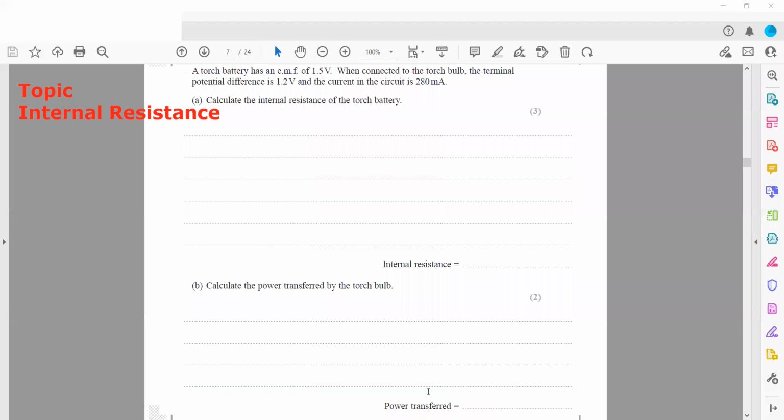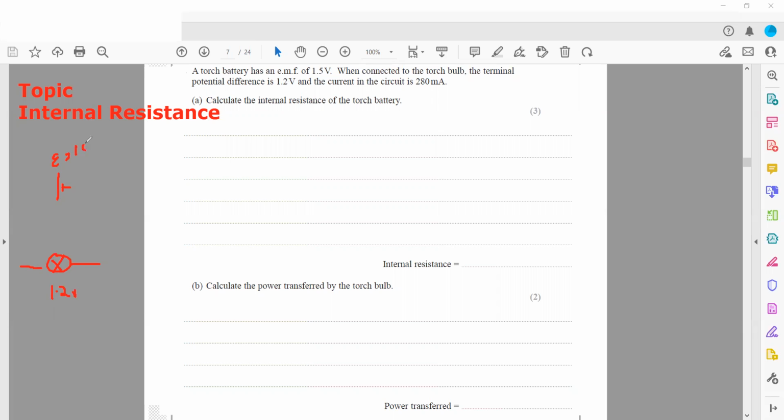This question is related to internal resistance. A torch battery having an EMF, electromotive force, of 1.5. So there's a torch battery which has an EMF, the maximum voltage it can supply, of 1.5. When it is connected to a torch bulb, the potential difference across the bulb is 1.2.